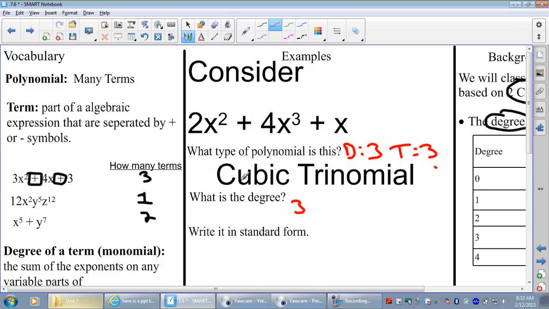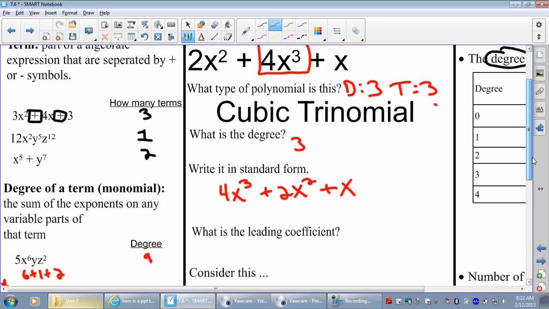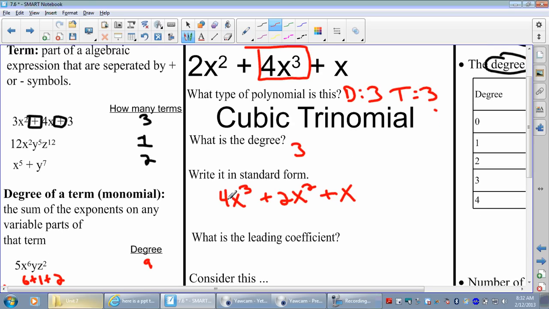Because we're looking for the degree of the entire polynomial, we find the term that has the highest degree. Write it in standard form. Remember, standard form goes in descending order of exponents. So we should be writing the 3rd degree term first, then the 2nd degree term, if there is one, and then, of course, we have a 1st degree term over here. What's the leading coefficient? If we take the time to write it in standard form, the leading coefficient will be just the first coefficient, which is 4. But remember, that's only after we've written it in standard form. Really what you want to look for is what's the highest degree term and what's its coefficient.